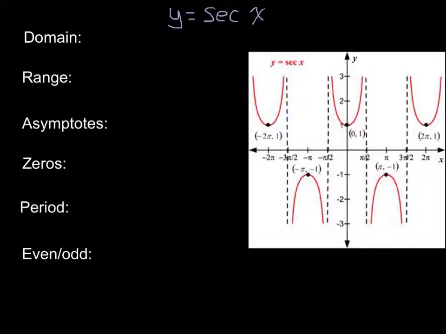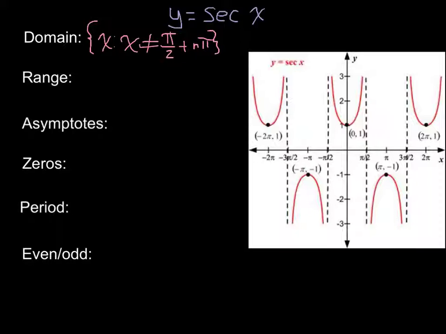For the function y equals secant x, we're going to see the domain. It's going to be the set of all x's such that x does not equal, again, the asymptotes, which occur at pi over 2, 3 pi over 2, etc. So we're going to say pi over 2 plus n pi.